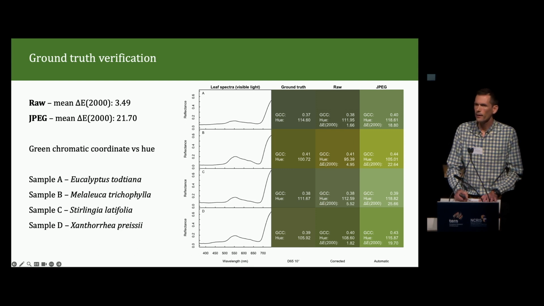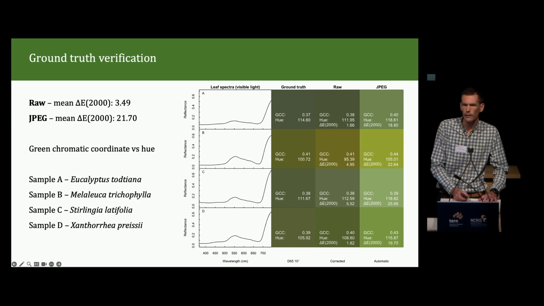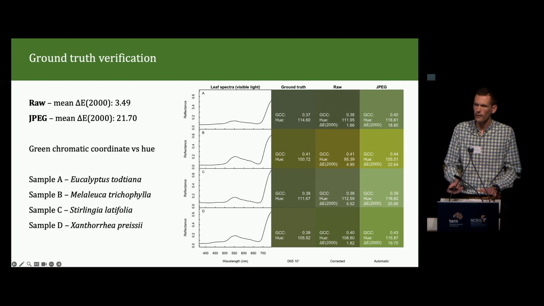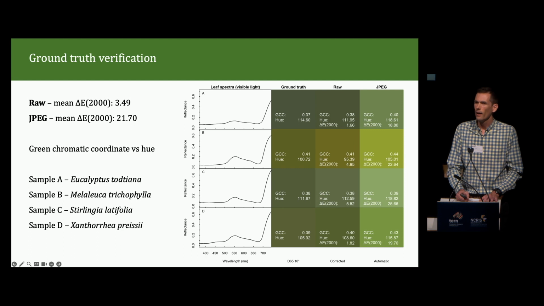So what you can see here, the left-hand column is the spectral reflectance of each. The first green column is the ground truth colour, so that is that spectral reflectance using a colour calculated using a standard illuminant. The second green column is the colour I got from my raw images, and the third green column is the colour from the JPEG images. And as you can see, they're quite different.